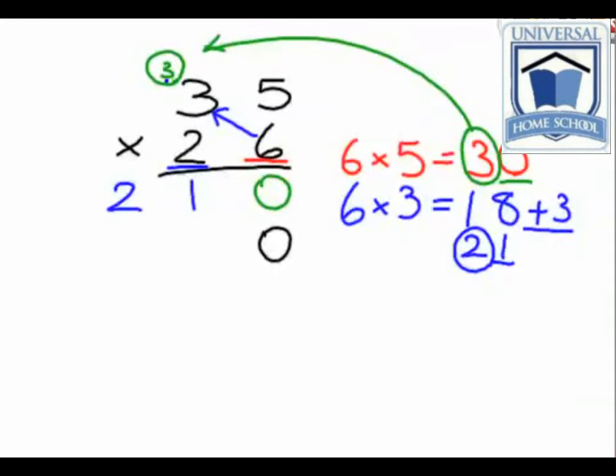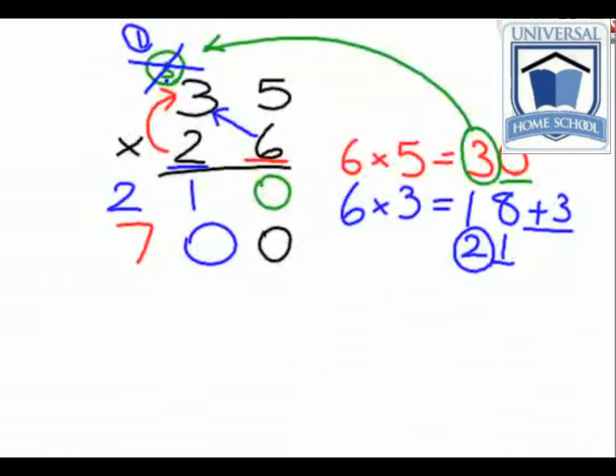So 2 times 5 would equal 10. We put the 0 down and we carry the 1. Now don't get confused with this 3. We can score this 3 out so that we don't get confused by it. Okay, now we're going to add that 1 to the next calculation. Now it's 2 times 3. 2 times 3 would equal 6 plus the 1 we carried over, which would equal 7.